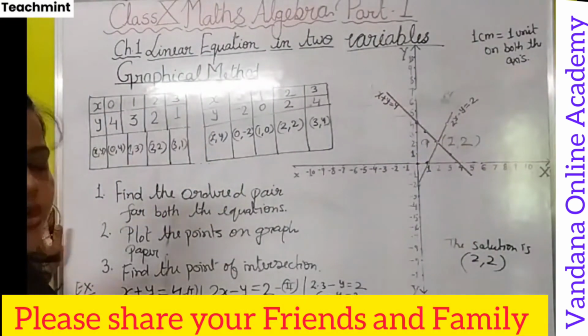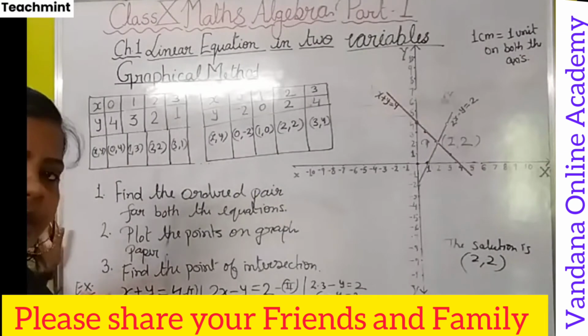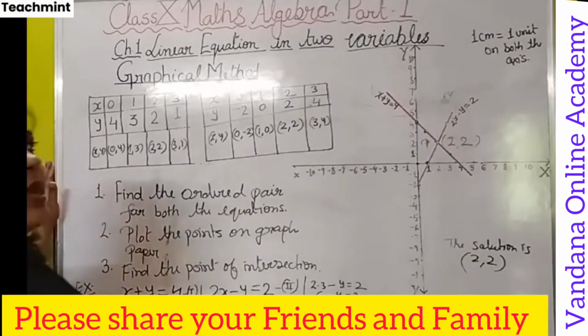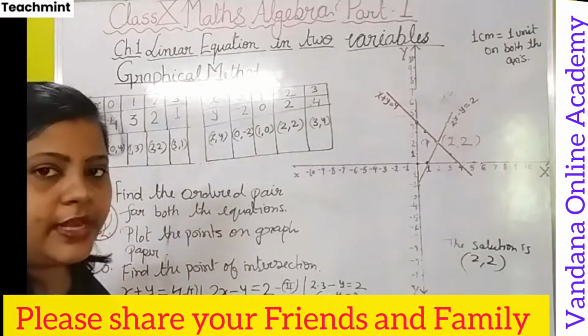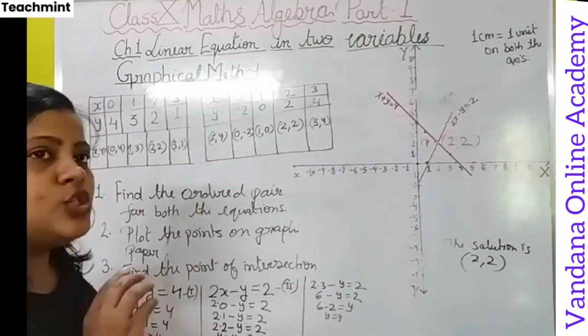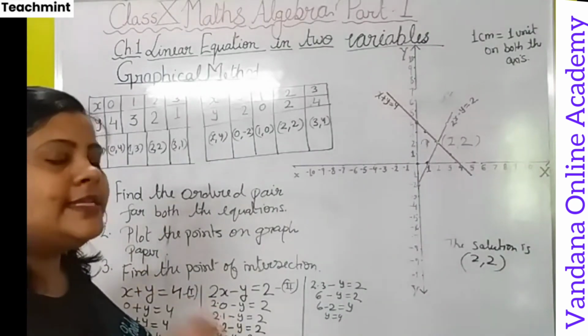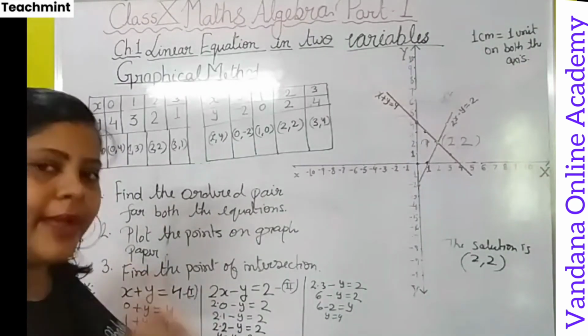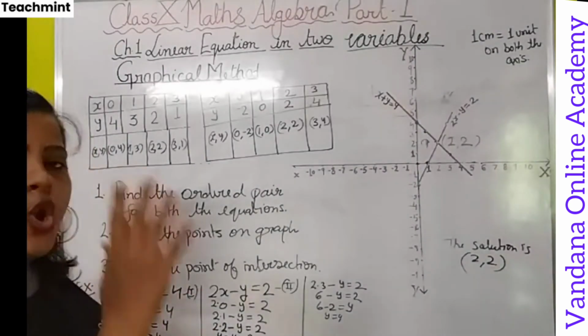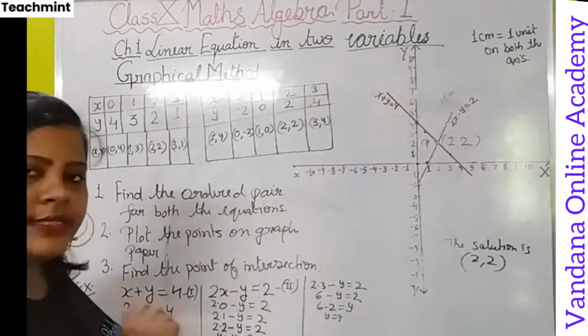That will be the solution of those simultaneous given linear equations in two variables. This much understood? So this is the whole graphical method. In practice set 1.2, you will get questions like: solve the given simultaneous linear equations by graphical method. In the exam, you also get questions like this. Then you are going to solve according to this method.